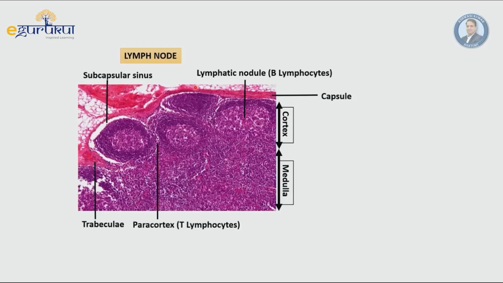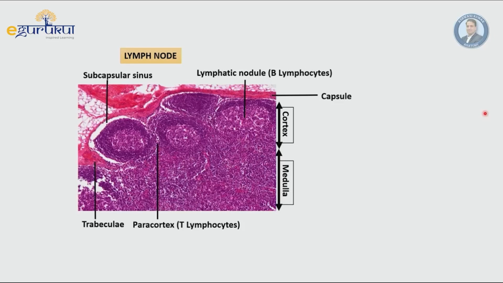Between the cortex and medulla, this region is called the paracortex region. Look at this. This part here where I'm pointing right now is called the paracortex. The difference is that in the paracortex, we have predominantly T lymphocytes. B lymphocytes were where? In the lymphatic nodule, and the T lymphocytes are the ones present in the paracortical region, or the paracortex.